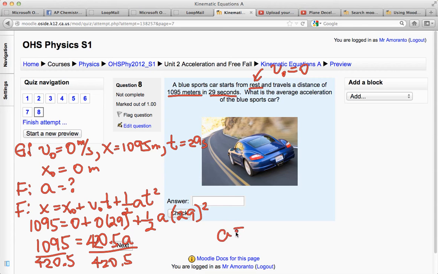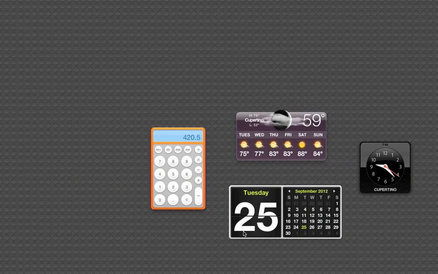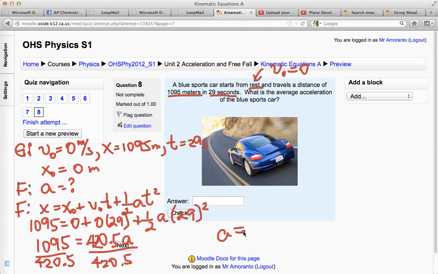And so plugging that into the calculator again, 1,095 divided by 420.5, I get 2.604. So my acceleration is 2.604 meters per second squared.